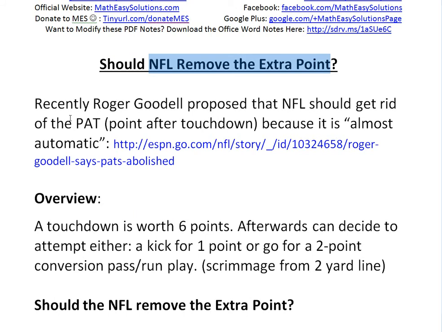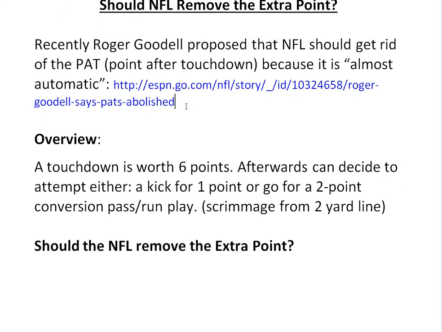Basically, if you're a fan of the NFL, you probably overheard from Roger Goodell, the NFL commissioner. He recently proposed that the NFL should get rid of the point after touchdown, or the PAT, or the extra point, because it is almost automatic. And you can see this article here.